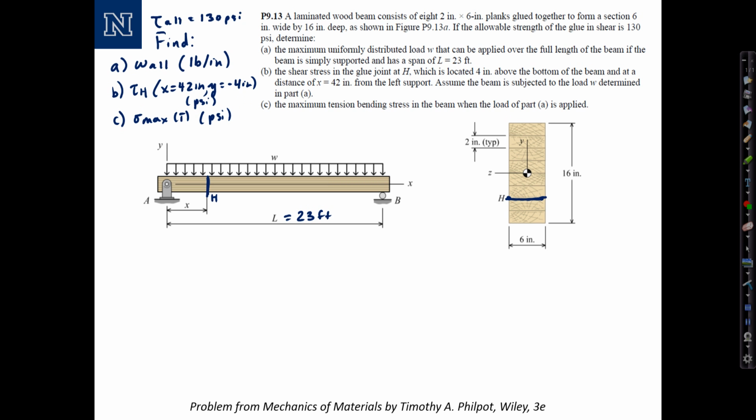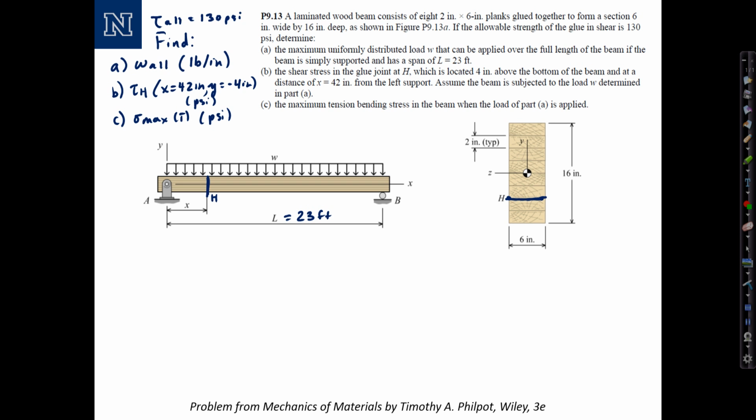Okay, approach for this problem. Let's focus on part A. We want to find the allowable load in the beam for a maximum shear stress of 130 psi. This is like a design type problem. In order to do this, we need to find the maximum shear stress anywhere in the beam. We need to know the maximum shear force anywhere in the beam. For other parts of the problem, we'll also need to know the maximum moment.